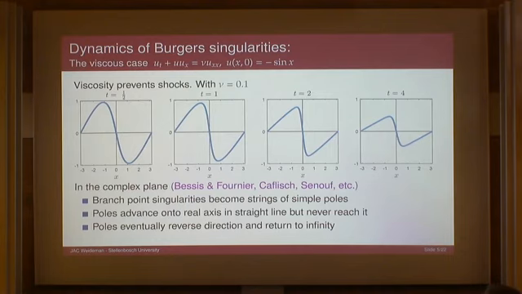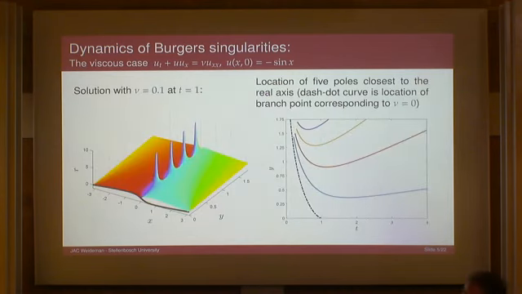If you look in the complex plane, the branch point singularities have collapsed into a string of poles, right? So you lose the branch point, you get poles. The poles advance along the imaginary axis, but they don't reach it, right? There's no breaking in the solution. And eventually the poles reverse their direction. This is what it looks like. You have the poles coming in, getting to a minimum distance here, and then turning around and walking back out.